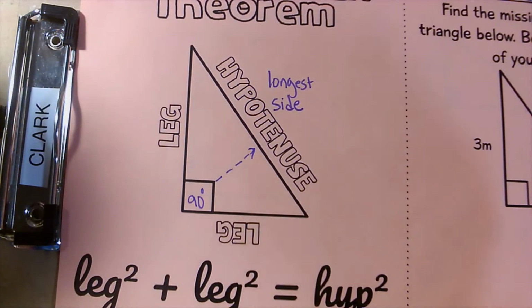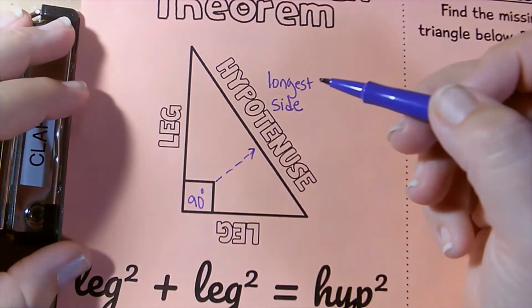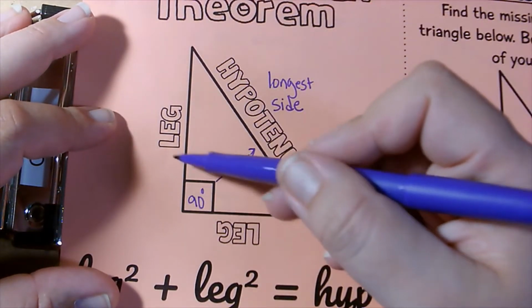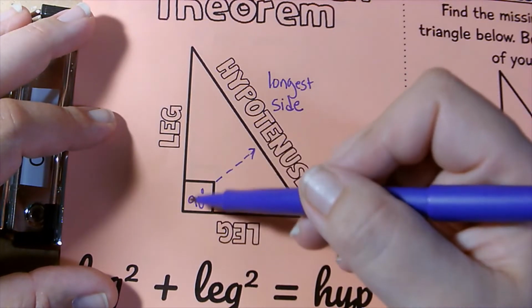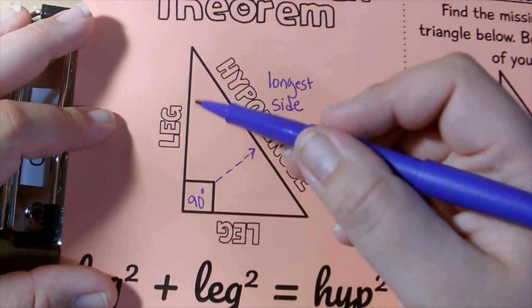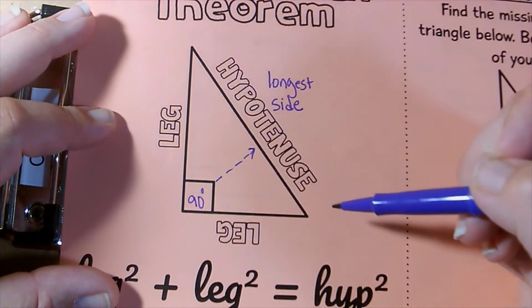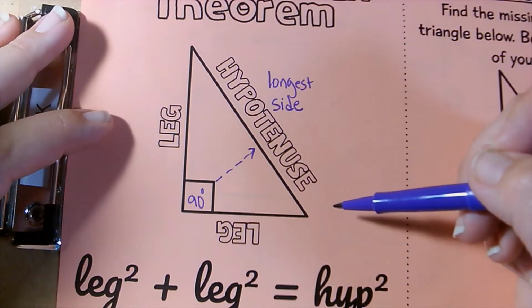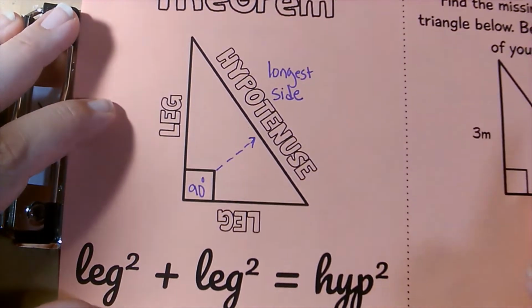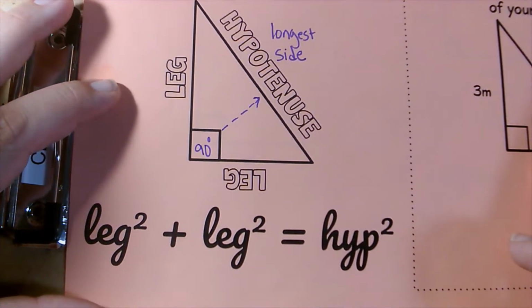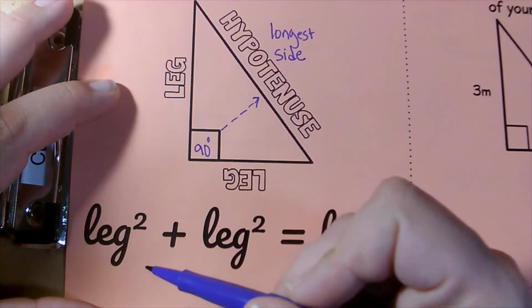So just to review, there are parts of the right triangle. The 2 sides of the right triangle that form the 90-degree angle are called the legs. They are perpendicular to each other. And then the longest side that is opposite the 90-degree angle is called the hypotenuse. The relationship between those 3 sides is called the Pythagorean theorem, and this is the way that I teach it.